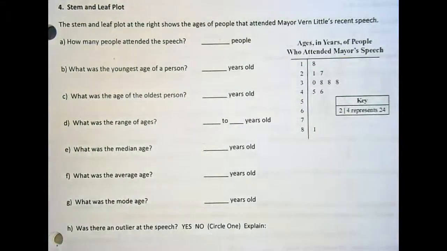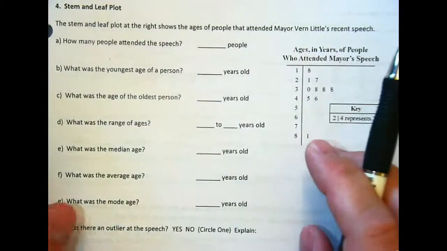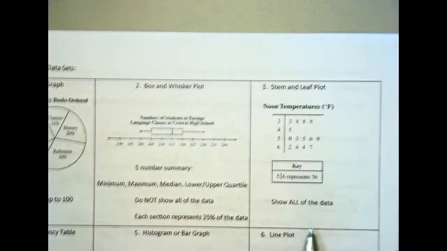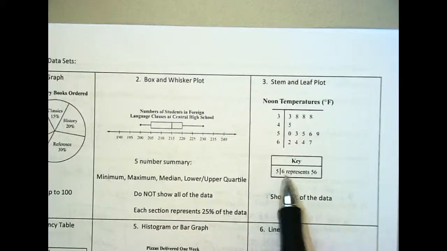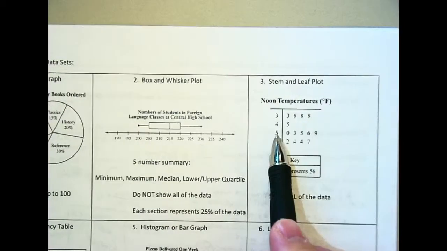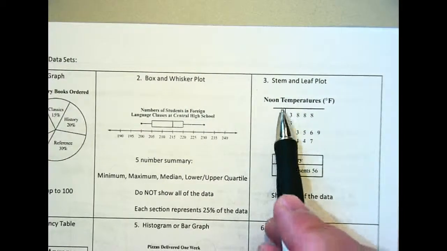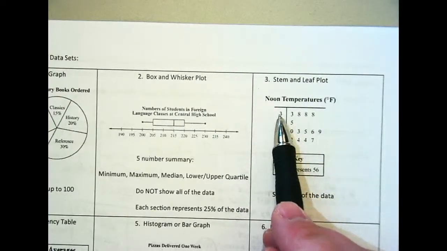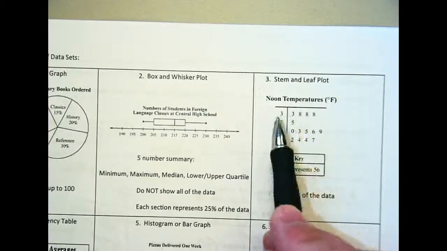If I could get your attention back up here real quick, let me give you a hint on how to read these. The stem and leaf plot at the right shows the ages of the people who attended Mayor Burns' recent speech. And notice over here on the front page, the stem and leaf plot shows all the data. 5 line 6 represents 56. So right here, 5, 6 represents 56. That means these stems are just stems. They're telling you what number you're at, or what part of 10 you're at. So like 30s, 40s, 50s, 60s: 33, 38, 38, 38.